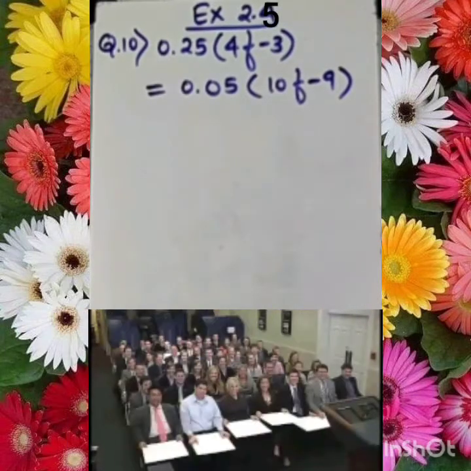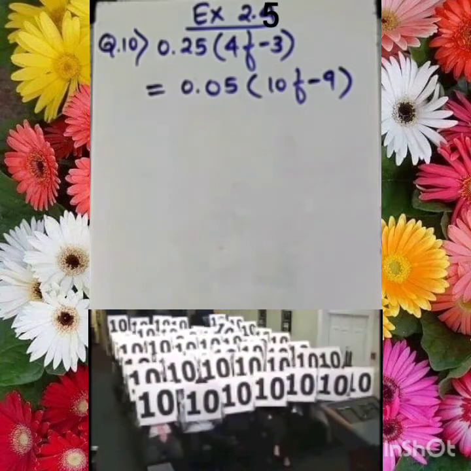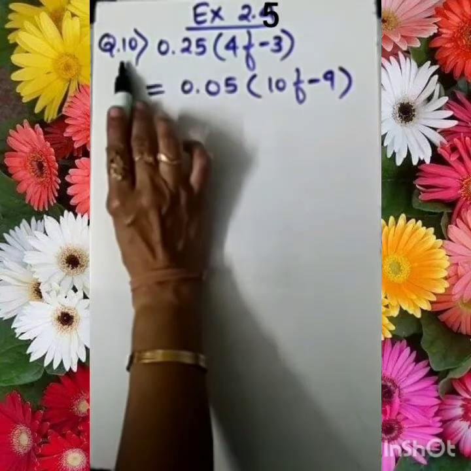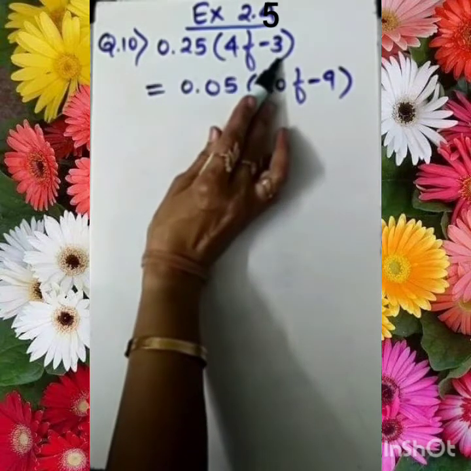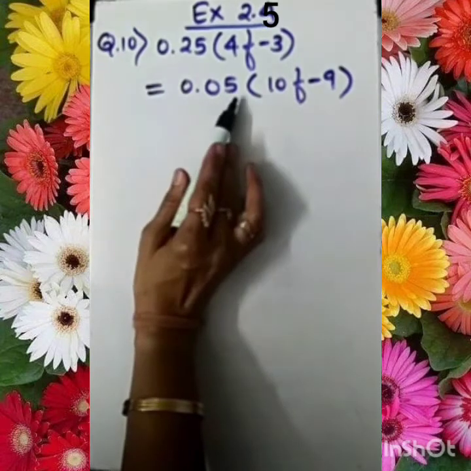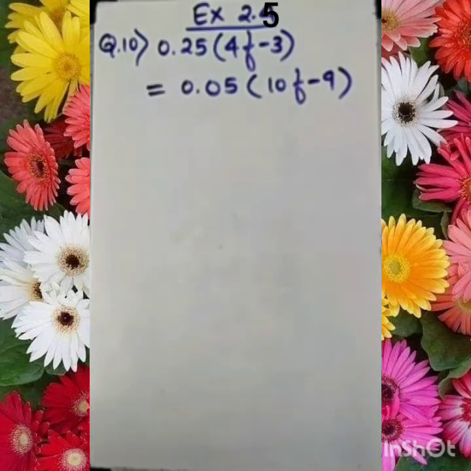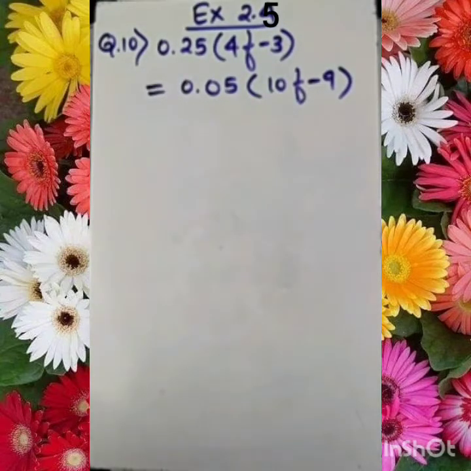Dear student, here question number 10 is on your screen, which is given in decimals. Okay, this is the first time the question is given in decimal form, but you will find it very easy after my explanation. So look at your screen. Let me read question 10. 0.25 in bracket 4f minus 3 equals 0.05 in bracket 10f minus 9. So dear student, here you can see the unknown variable is f, whose value we need to find.